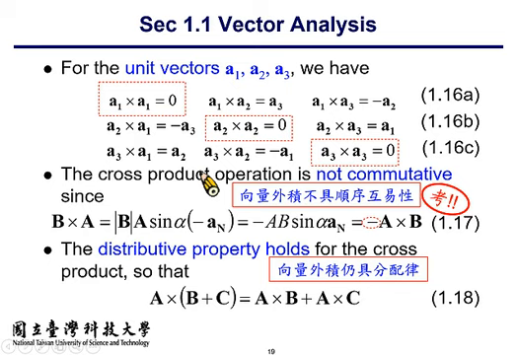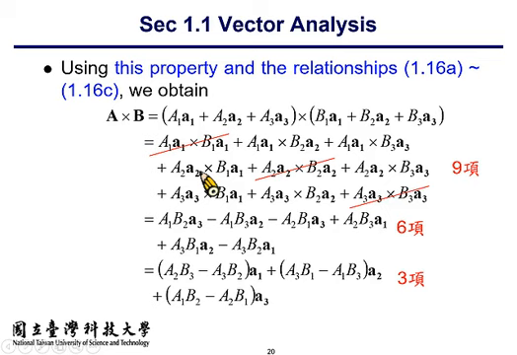So the cross product does not have the so-called commutative property. B cross A will be minus A cross B. However, the vector cross product still holds the distributive property, so you can do the cross product separately: A cross (B plus C) equals A cross B plus A cross C. And this shows that the cross product of two vectors is still a vector, so you end up with 3 terms in the 3 reference directions.